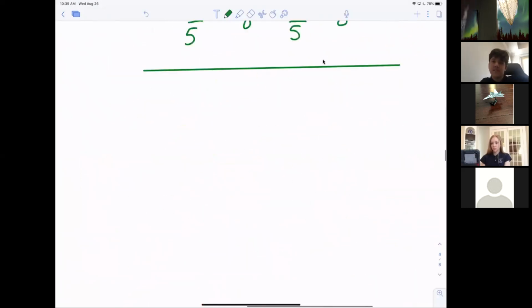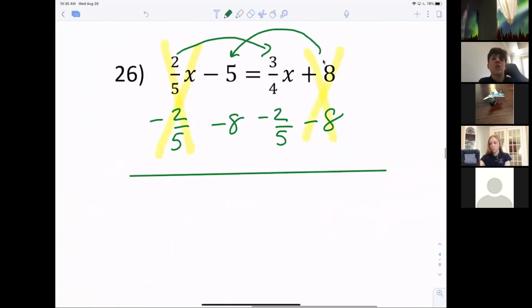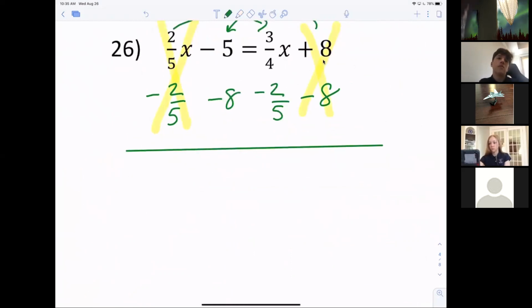All right, so here we go. Now let's just cross them out just so you can see. This crosses out. This crosses out. So we'll go ahead and do -5 minus 8, which is what? -5 minus 8. What? I think it's 7 over 20.